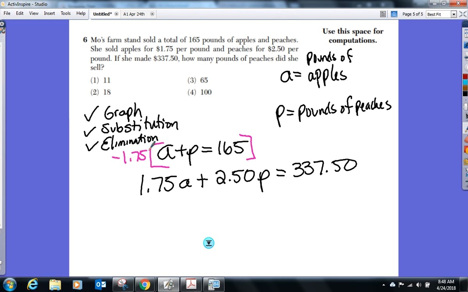All right, distribute. Help me out. What do you end up with? Negative 1.75a minus, distribute, go ahead, minus 1.75p. I'm not going to do this one for you. Get the darn calculators out. Negative 1.75 times 165.